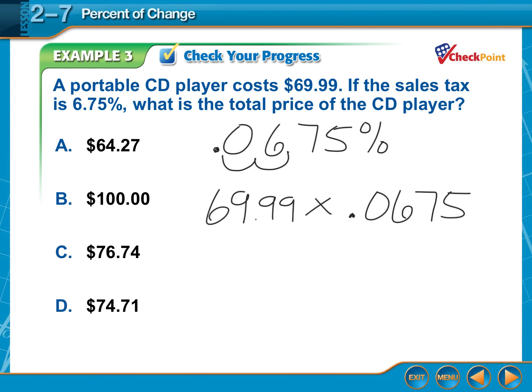Type it in. You got calculators. Type them in. I want everyone to type it in.